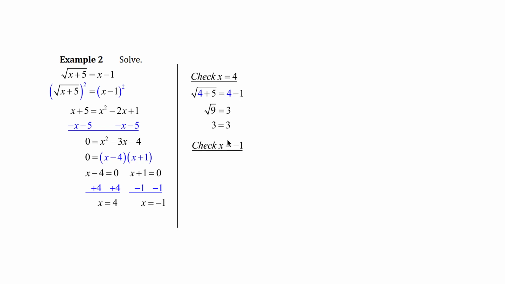Next, we check x equals negative 1. Plugging in negative 1 into the original equation, we get the square root of negative 1 plus 5 equals negative 1 minus 1. After simplifying the equation, we get the square root of 4 equals negative 2. Taking the square root of 4, we get 2 equals negative 2, which is false, so negative 1 is not a solution. Our final answer we write in set notation, so I have a set of curly brackets and 4 on the inside.